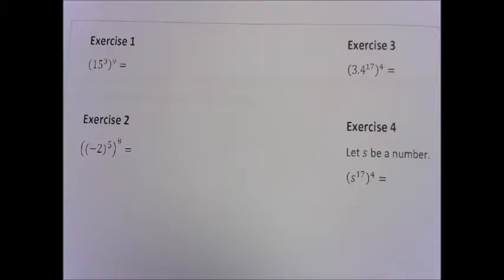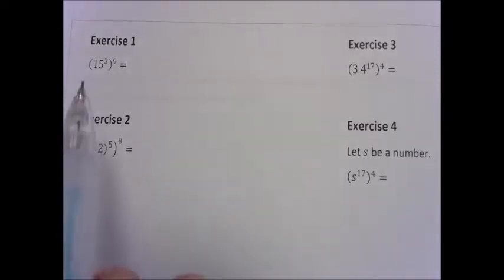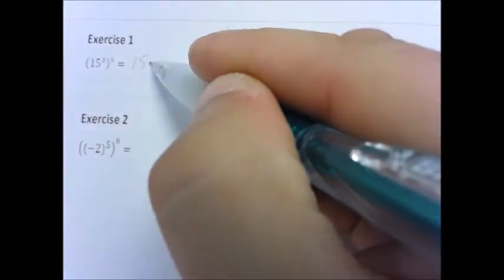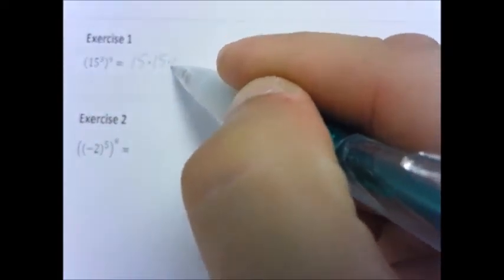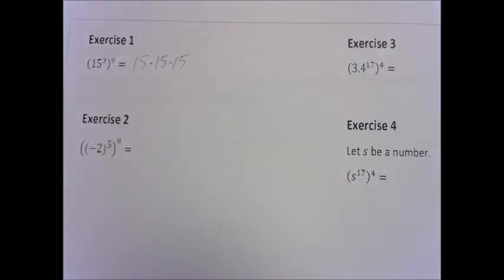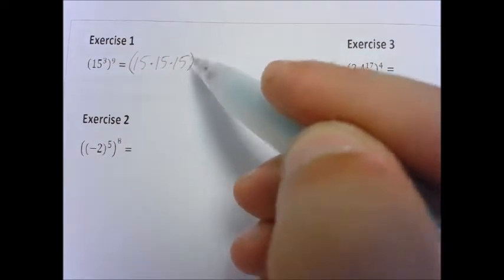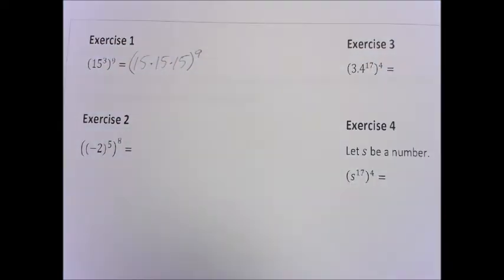Looking at exercise 1, we have 15 raised to the third power in parentheses, and then that is raised to the ninth power. One thing that you're really going to have to be comfortable with is the use of your parentheses. If we write this all the way out, it's going to be 15 times 15 times 15. That is what 15 to the third actually means. But if we keep that in parentheses, we're actually going to raise that to the ninth power.